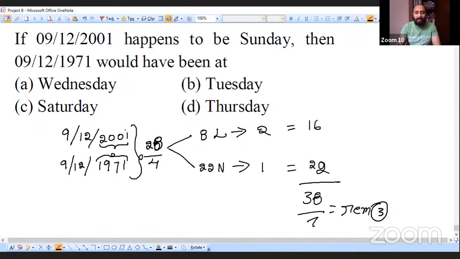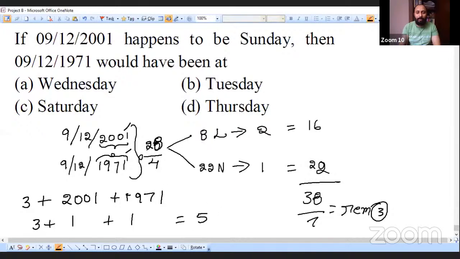And 2 years are there, no? These 2 years are there, 2001 and 2071. So 3 plus 1 plus 1, so 5 odd days. 1 odd day of this. I took 28, no, not 30. So 5 means it is Thursday. Thursday is the right answer. Is this clear, people?